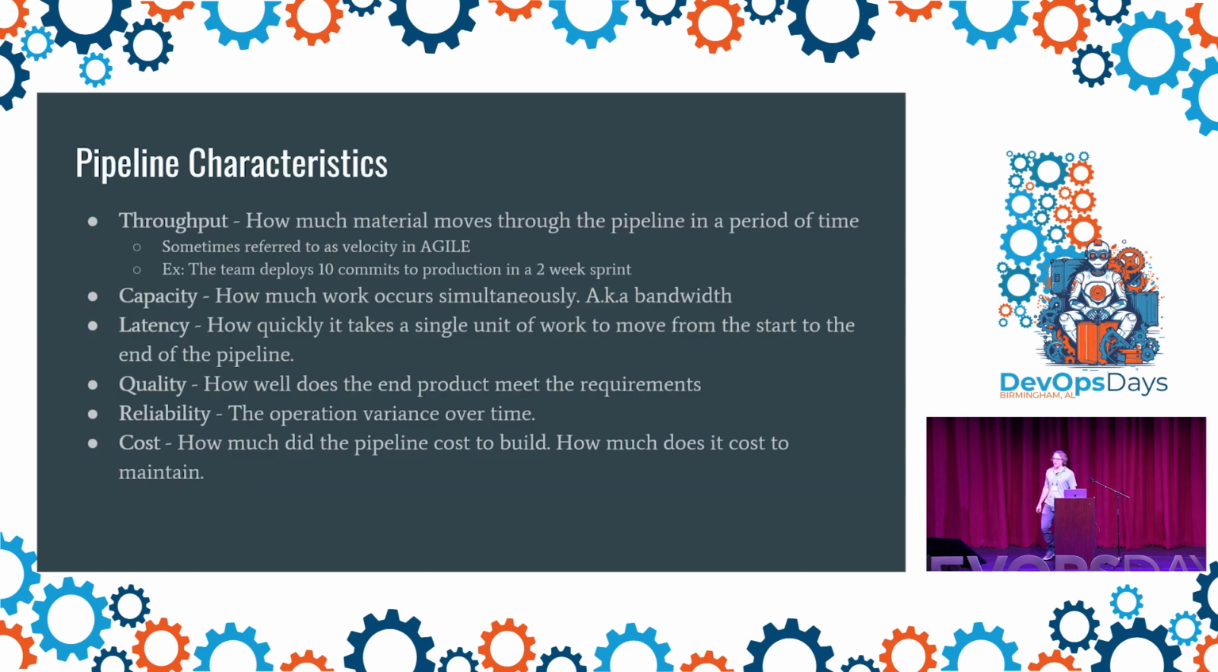All right, so what are the characteristics of a pipeline? What are the chief concerns when we think about how we measure this thing? How does it function? The principal characteristic is the throughput, right? This is the value add, and this is how quickly we add it. In Agile, this is often referred to as the velocity. An example would be, in the last 2 weeks, our team pushed 10 commits to production.